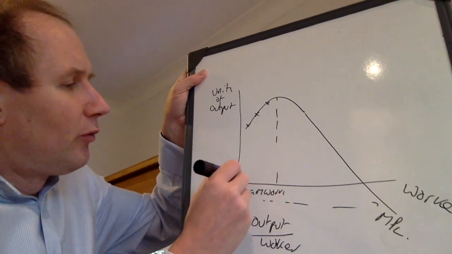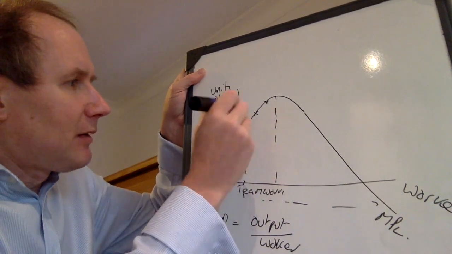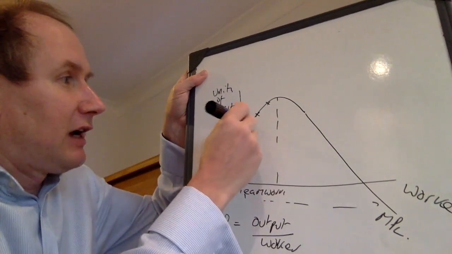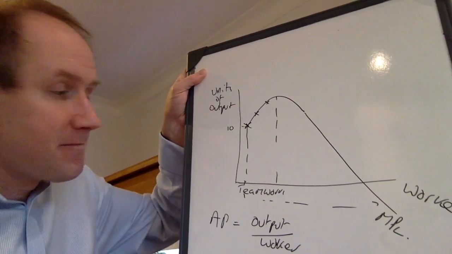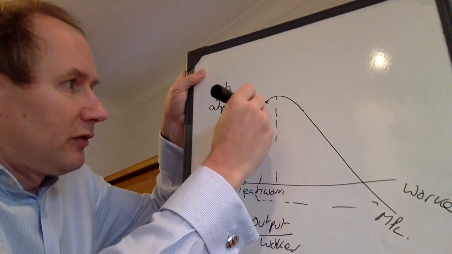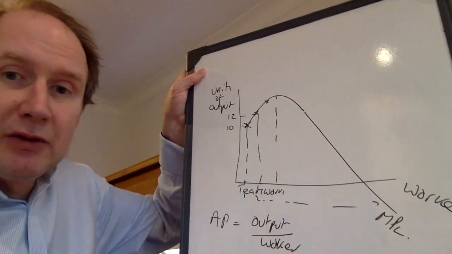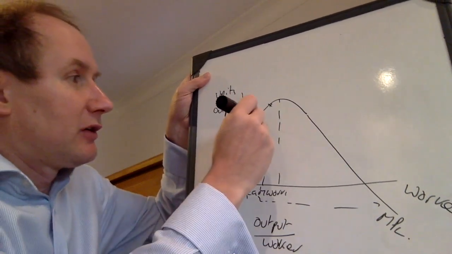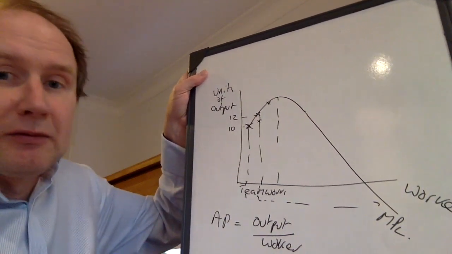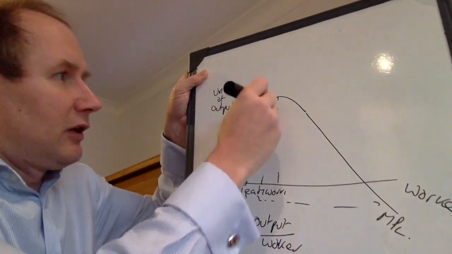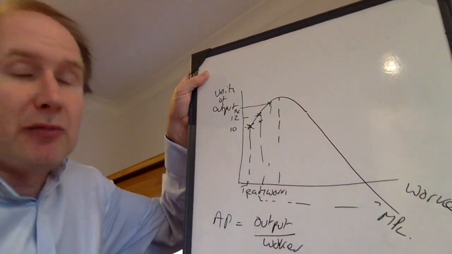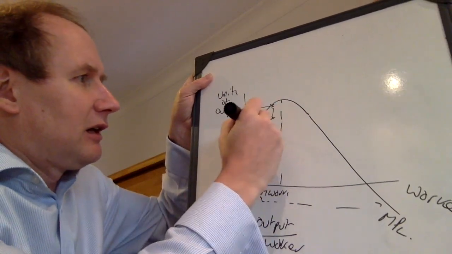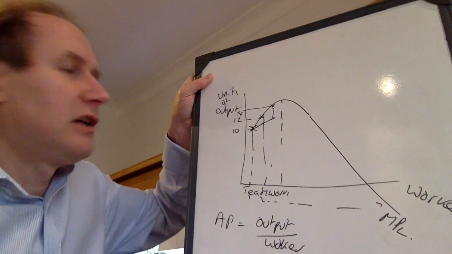So if we have one worker, then that worker added 10, so by definition the average product is 10. If we employ a second worker, that one seems to have added 12. So the average product is 10 for the first plus 12 for the second, divided by 2, that's 11. Third one, they add, say, 14. 10 plus 12 plus 14, that's 36, divided by 3 is 12. So what's happening is that the average product is going up.